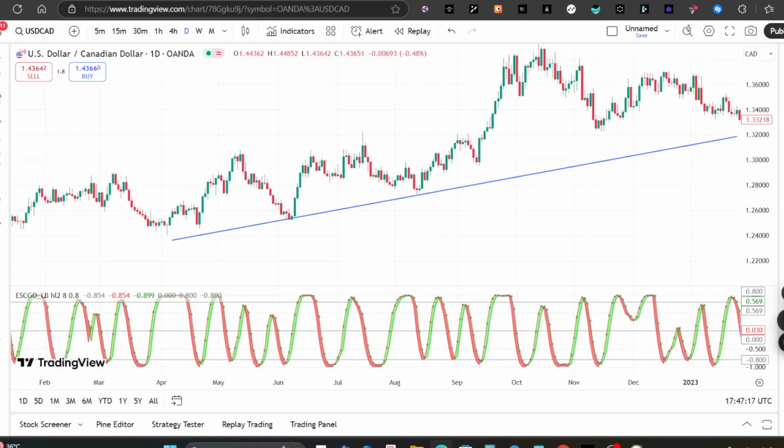Okay, so there you have it. The Ehlers Stochastic CG Oscillator is an incredibly powerful tool that can help improve your trading strategy by incorporating both momentum and cycle analysis. By understanding how it works, how to set it up, and how to interpret its signals, you can start making smarter trading decisions and improve your overall accuracy in the markets.